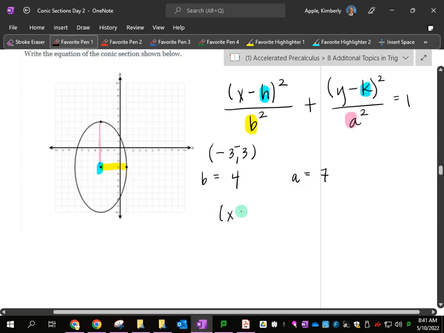This will be x minus -3, so that'll be plus 3, over 4 squared, which is 16, plus y minus -3, which will be plus 3 squared, over 7 squared, which is 49, equals 1. Will we ever do anything with the 1 at the end? No, this is always 1. It's always that.